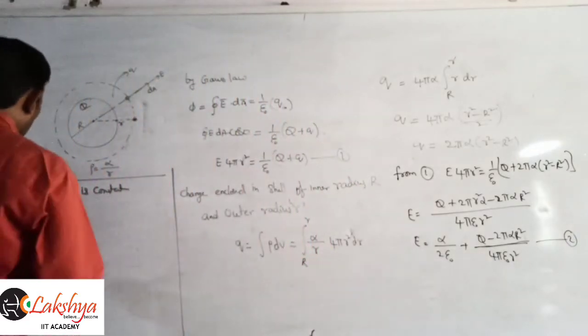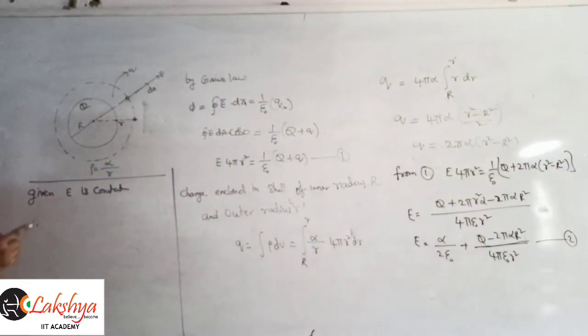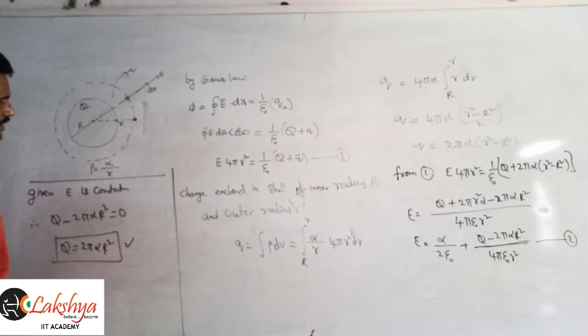And so, given E is constant, that is possible only when q minus 2 pi alpha r square is equal to 0. Or we can write this as q is equal to 2 pi alpha into r square. So now this is the charge enclosed by this ball here. So that is now our answer. The charge enclosed by this ball is given by this expression here. Right? So that is our calculation of this.